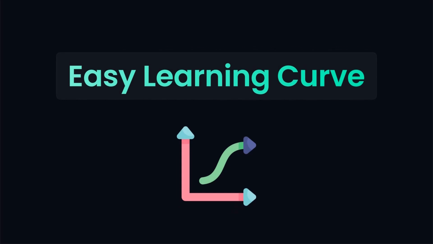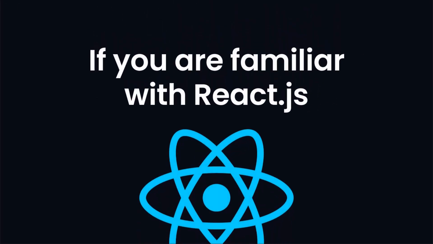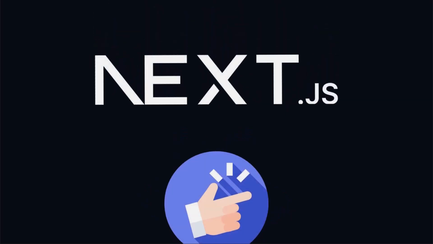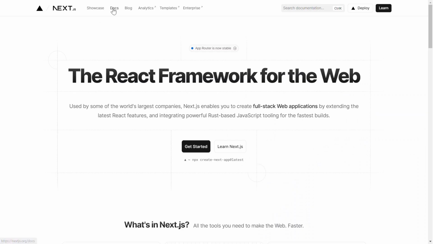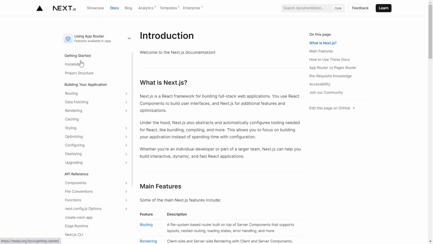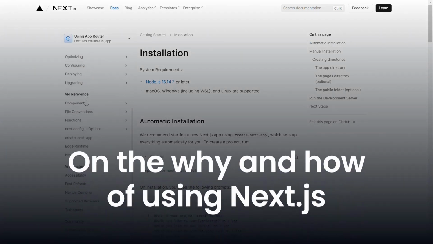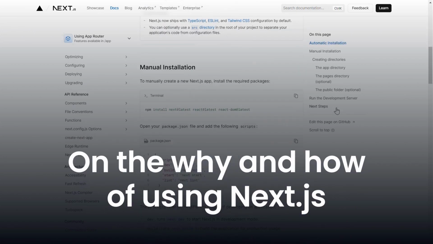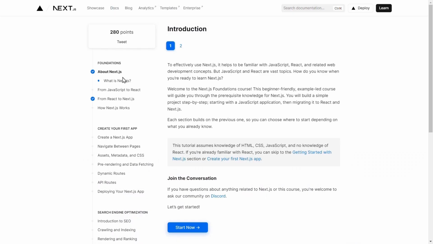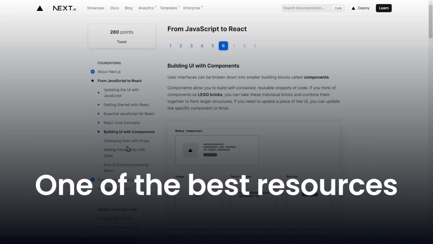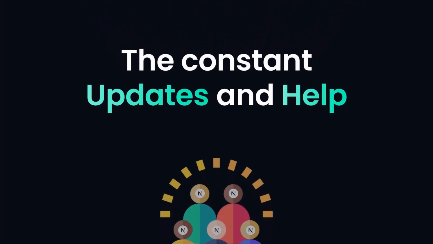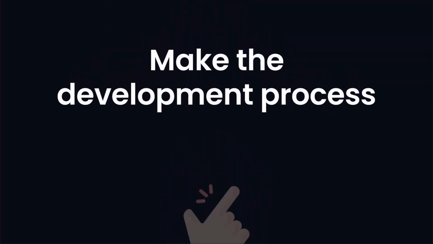The learning curve is so easy. If you're familiar with React.js, you will discover that Next.js is considerably simpler. Next.js, built on the foundations of React, offers exceptional documentation that provides comprehensive and detailed information on the why and how of using Next.js. The Introduction Learn Next.js guide developed by the Vercel team is regarded as one of the best resources for the learning experience. The constant updates and help from the community make the development process even easier.